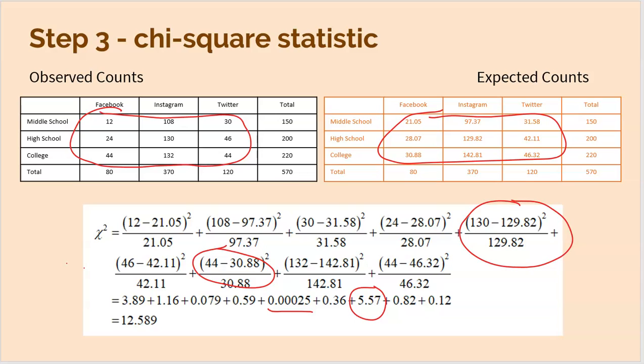But again, add them all together, and the grand total was 12.589. That's the grand total chi-squared value that you really, really need to get. So just take your time. It is time consuming. I cannot lie about that, but take your time to get all those values.